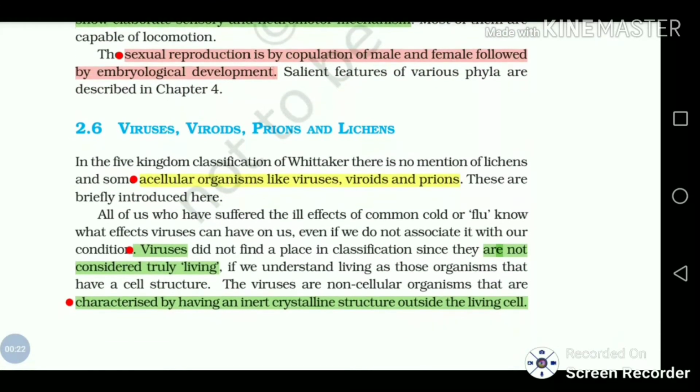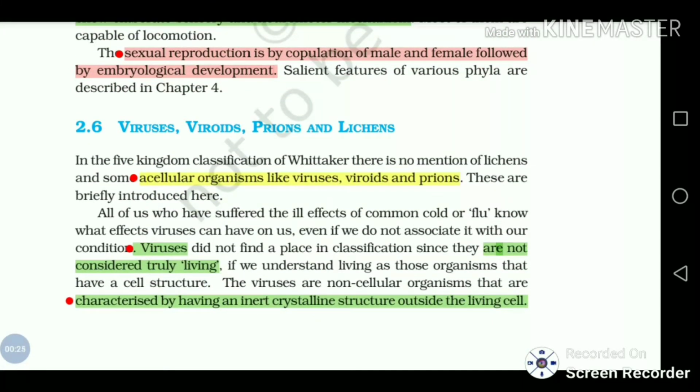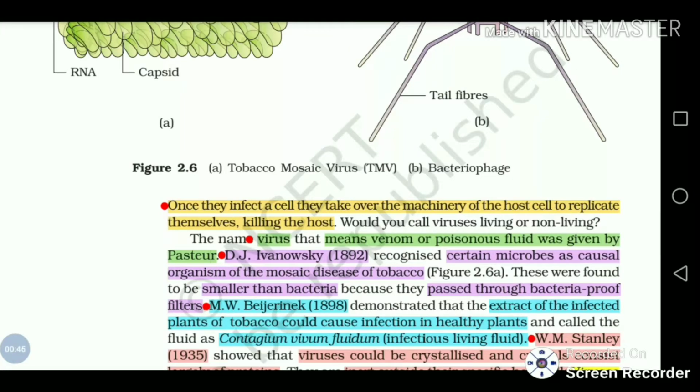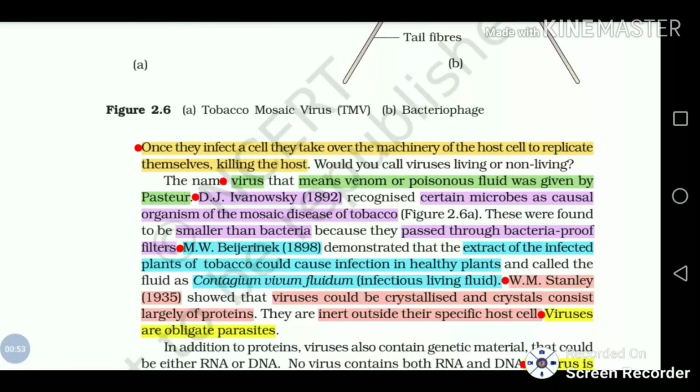The next topic is that in Whittaker's classification, he didn't mention lichens and some acellular organisms like viruses, viroids, and prions. Moving on to the first one, the viruses. These are not considered truly living and are characterized by an inert crystalline structure outside the living cell. When they infect a cell, they take over the machinery of the host cell to replicate themselves, killing the host. The word virus means venom or poisonous fluid, and it was first used by Louis Pasteur.